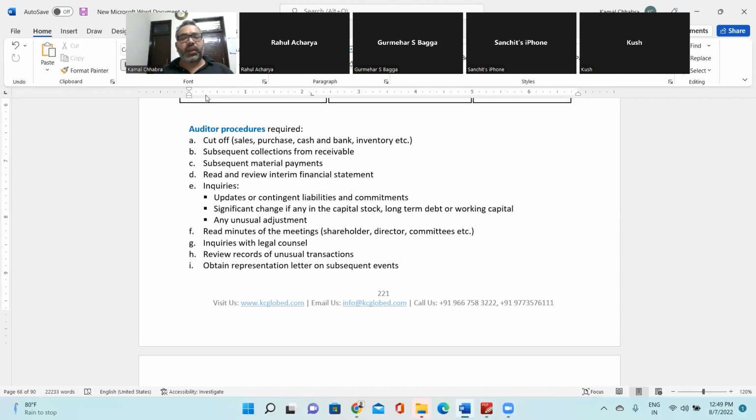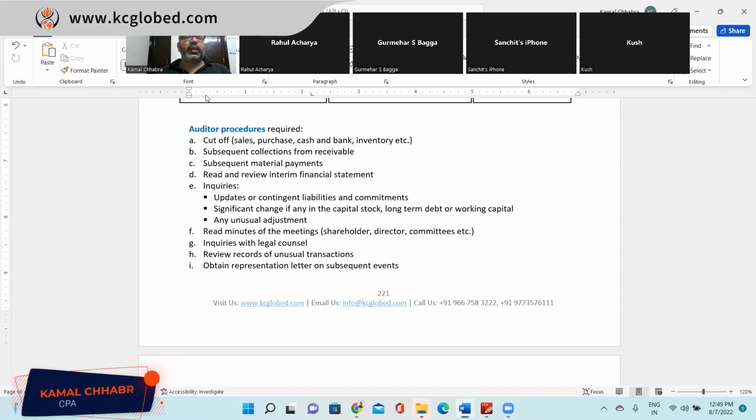Third is subsequent material payment. This is also very important, which we perform to identify the subsequent event. So in future, for example, from 1st January to 28th February, we'll see what all material payments the company has made and try to understand whether those payments relate to the future year or to the previous year. If those payments relate to the previous year, whether the company has made the appropriate accruals or provision for those or not, right? If the company has not made provision or accrual, then we will request the management to make the accrual and provision for those payments.